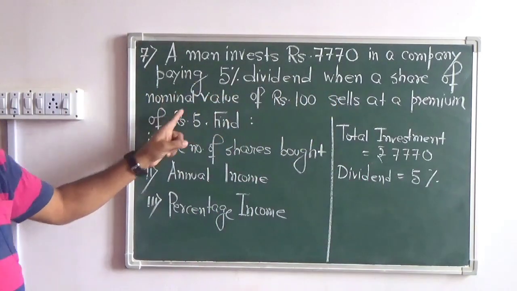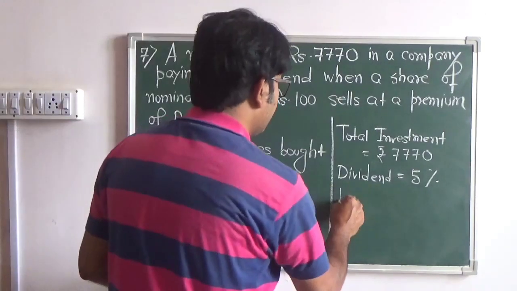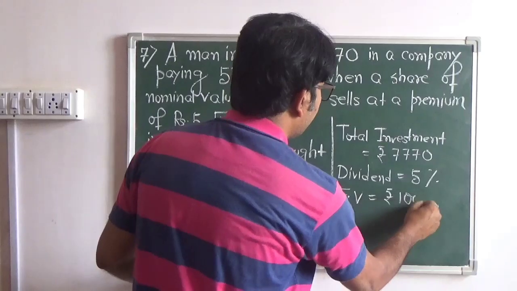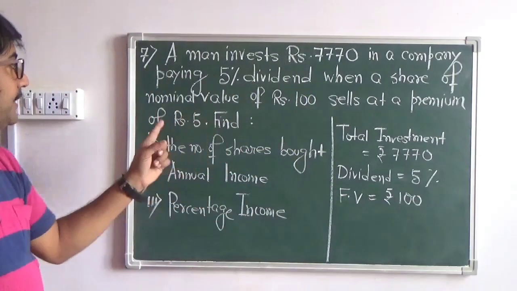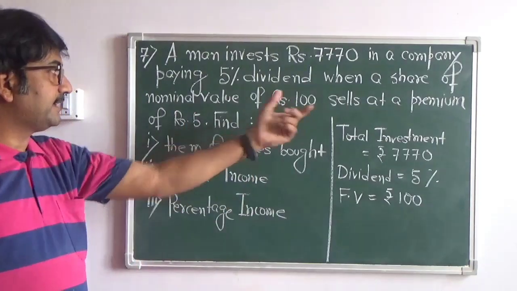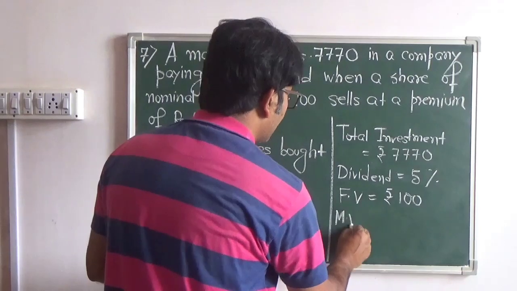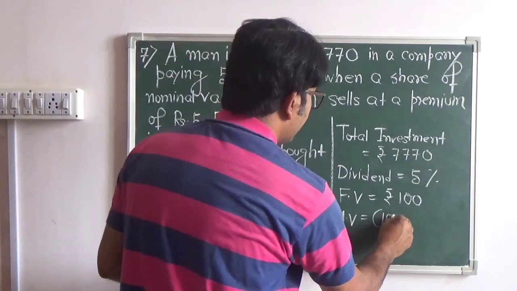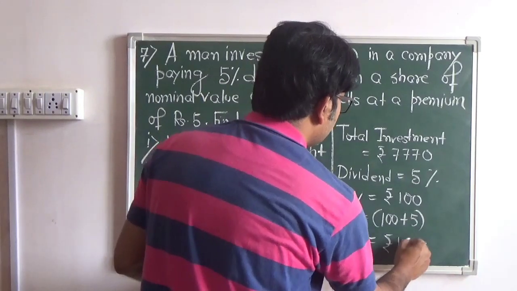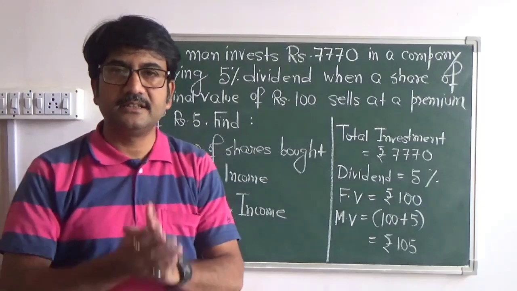A share of nominal value of rupees 100, and nominal value means the face value. So the face value is equal to rupees 100, sold at a premium of rupees 5. That is, the share is selling at a premium. So what is the market value? Market value is 100 plus 5, that is equal to rupees 105. So this much information is available in the question.